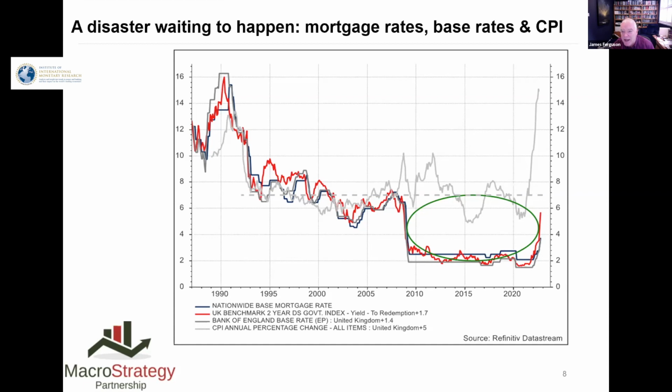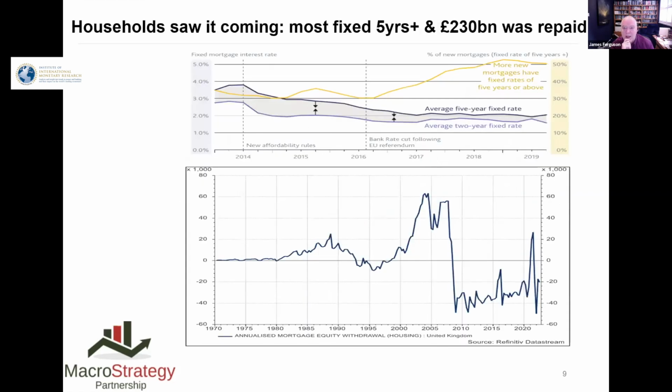And now you can see how incredibly far behind the curve policymakers and bond markets have become by the arrival of this inflation, which they should have seen coming, but for all the shortcomings in their academic theories, didn't. Now, UK householders largely did see this problem coming. We not only had a long period of suppressed mortgage rates after the great financial crisis.